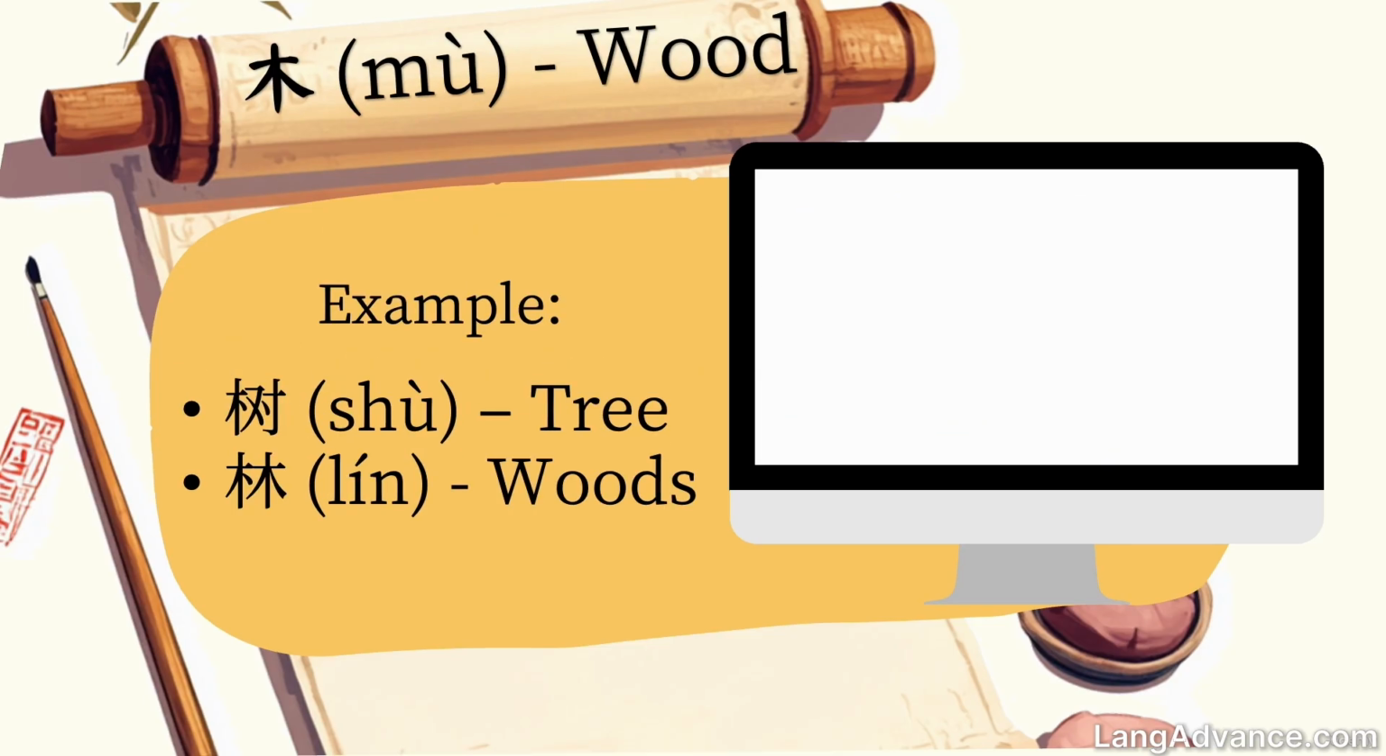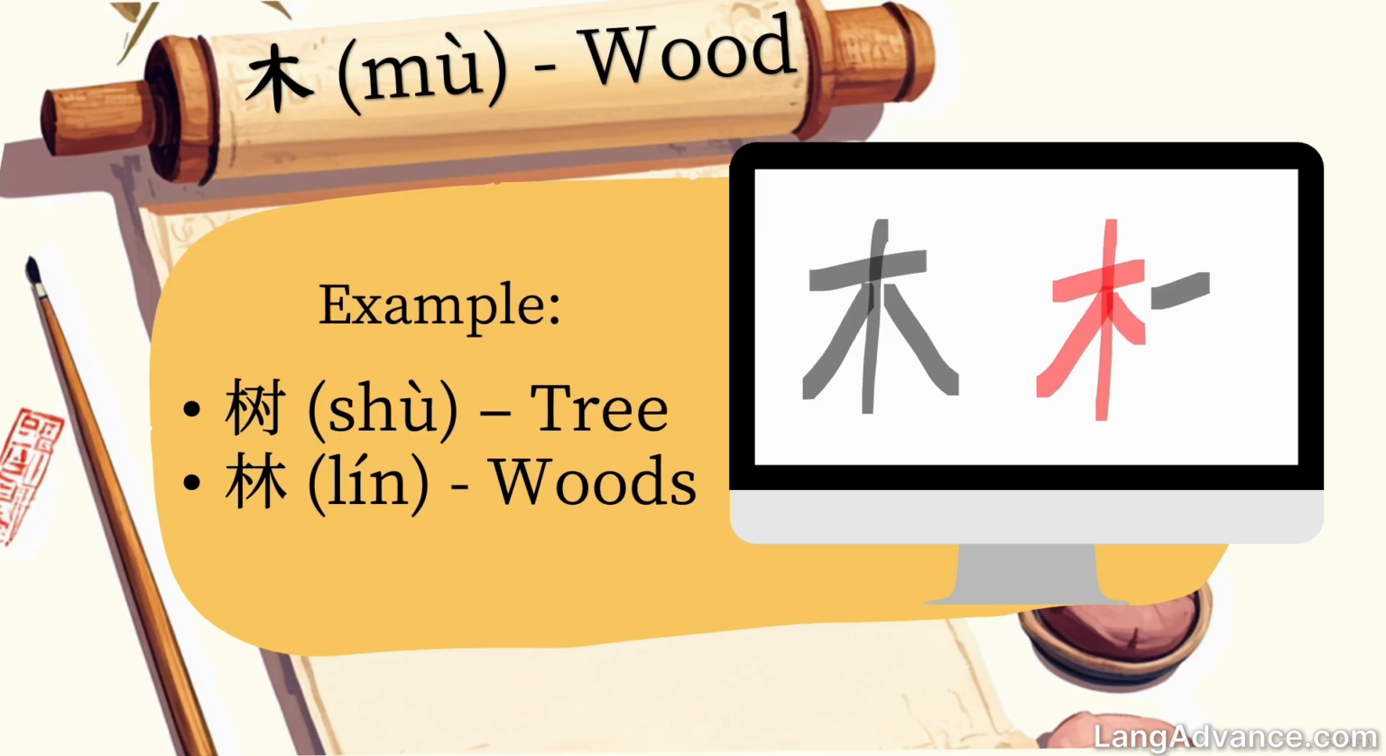One of the most common radicals is 木, which is wood. Anything that has to do with wood will have this radical. We have the tree and then we have the woods. This is wood in normal form, but when it is in the radical form, you will notice that the 木, like I said, is being minimized. Same reason, that is because you need to make space for the other part of the component. So be careful when you are drawing those lines.